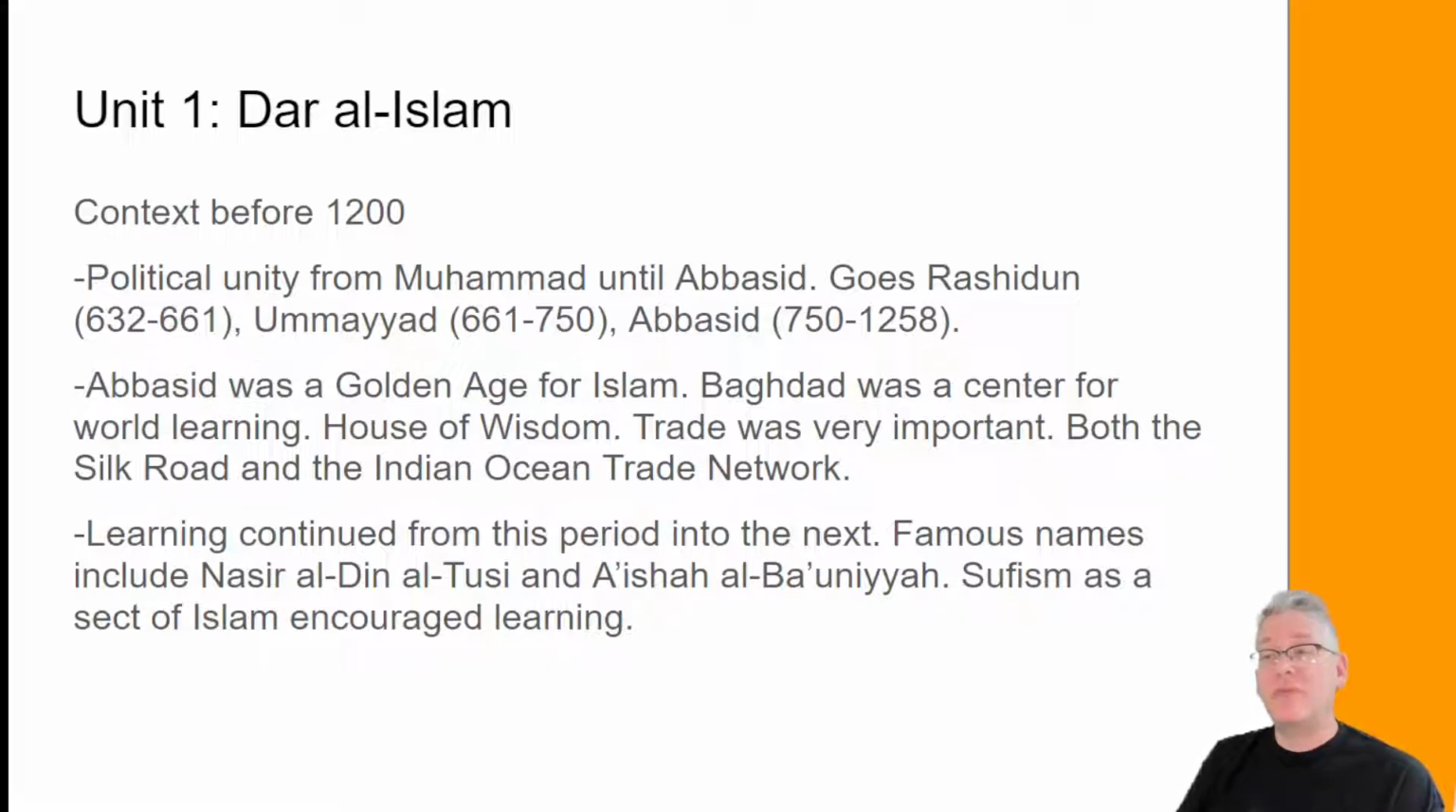During the Abbasid, though, even when it was smaller, it's a golden age for Islam. Baghdad was their capital, the center of world learning. They have this structure called the House of Wisdom, which is like a giant library that people use from around the world.